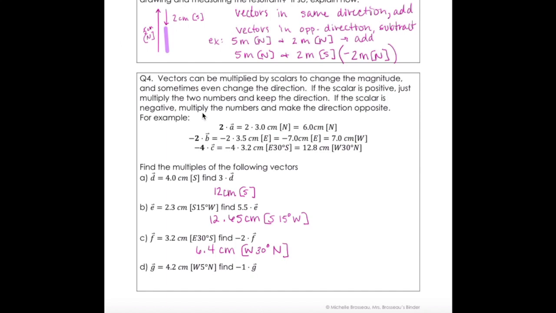All right, and then for the last one, we're going to take -1 times the vector g. So 1 times 4.2, we're still going to get 4.2. Because it was negative, we're going to change the direction. So from west to east, 5 degrees from north to south.